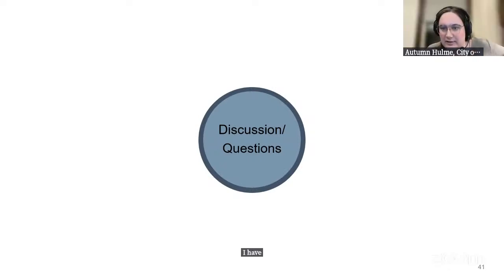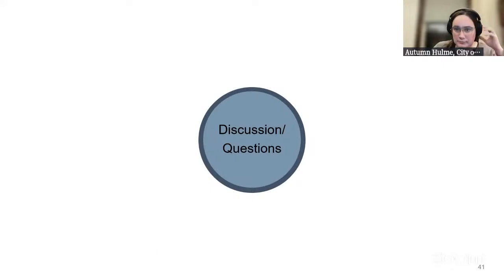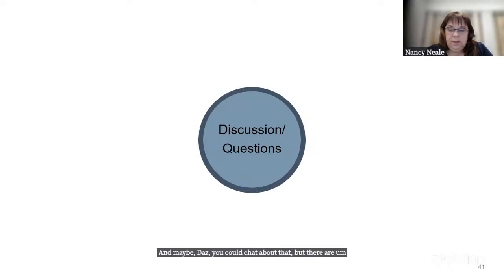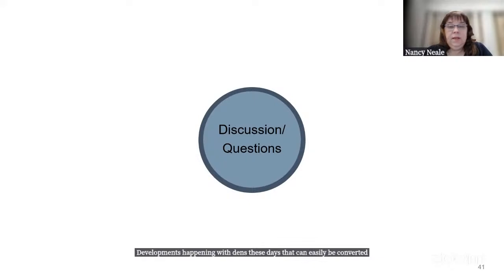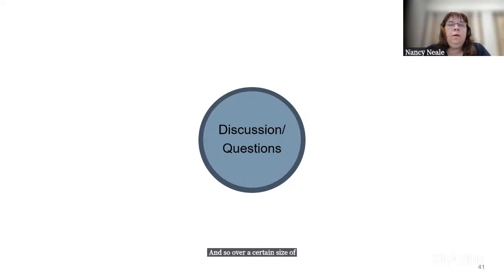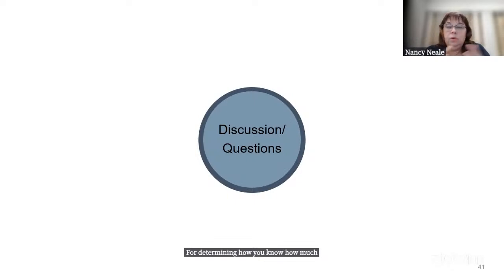We have a comment in the chat saying dens over 7 square meters are in general being considered bedrooms, and the developer I represent would like a review of this policy. Maybe Des, you could chat about that, but in some units, regardless of the number of bedrooms, developments are happening with dens these days that can easily be converted into a bedroom if they're a certain size. They may not have a formal constructed closet, but with wardrobes and dressers, they could easily be added to a den with a bed put in it. So over a certain size of room, the municipality can consider that a bedroom for determining how much we will impose a charge on.